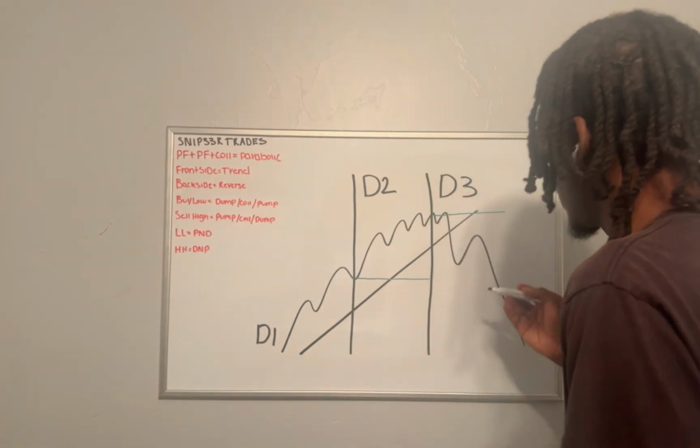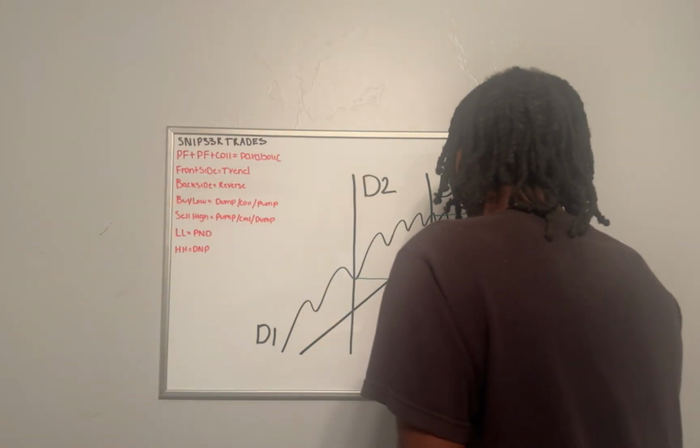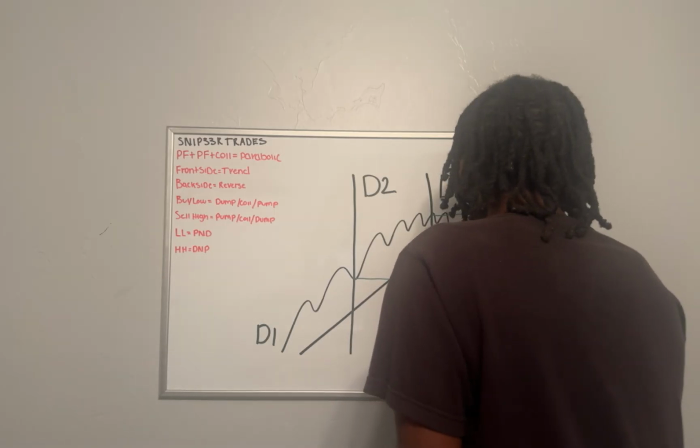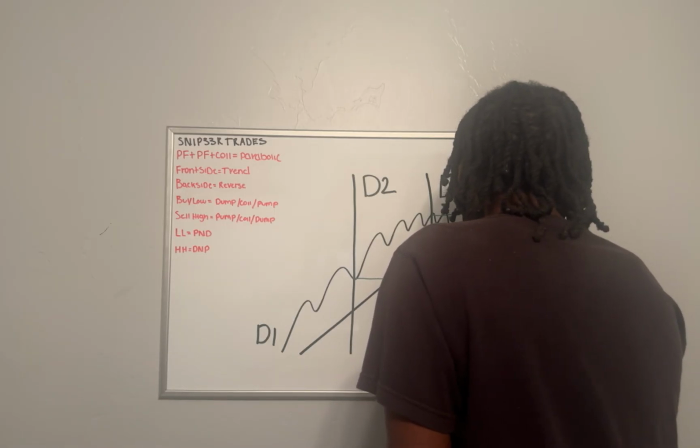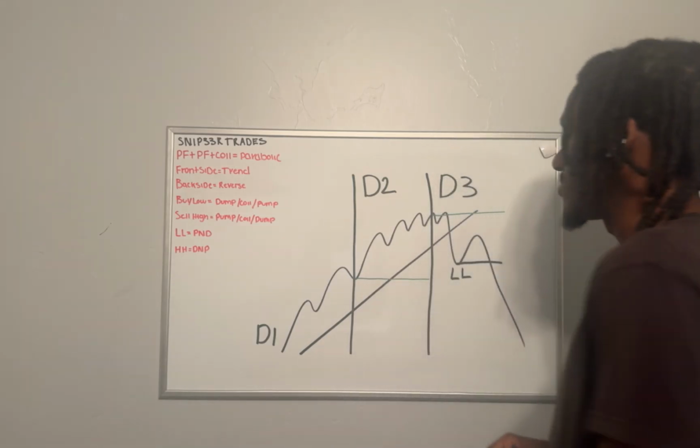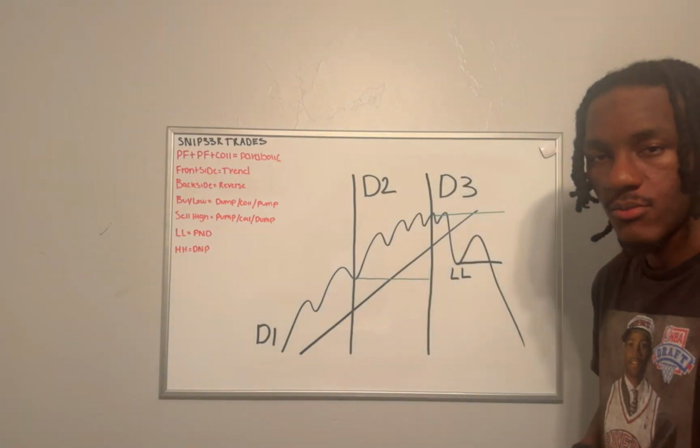So again, lower low is the recipe for the pump and dump.